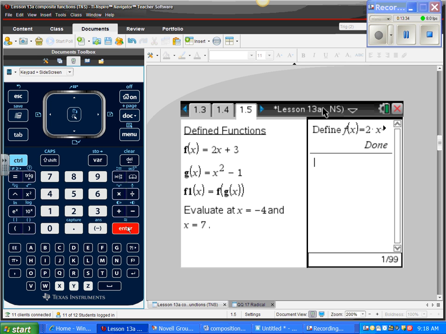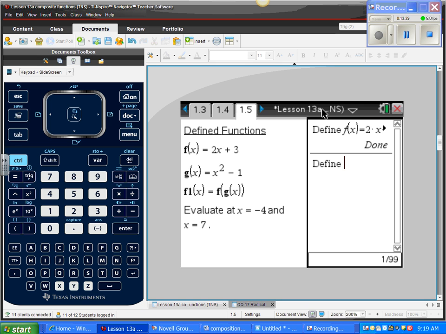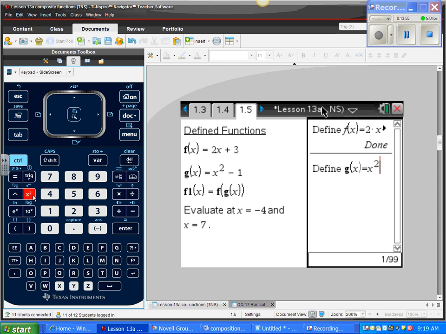We're going to do the same thing for g of x. Menu, actions, define. G of x, and notice every time I say "of," it's an open parenthesis, right? Equals x squared minus 1. Enter.